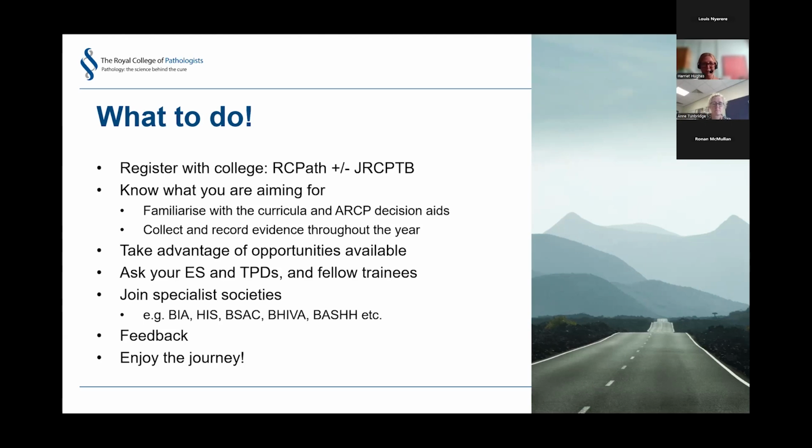In general, from my perspective, the main message is enjoy the journey. It's a really exciting time to be an infection trainee. As you will know, there have been huge changes over the last few years, and every month that goes by, there's something new and exciting to challenge you and to learn from. So enjoy the journey, and please, if you have questions, Anne and I will take questions together at the end. So thank you.